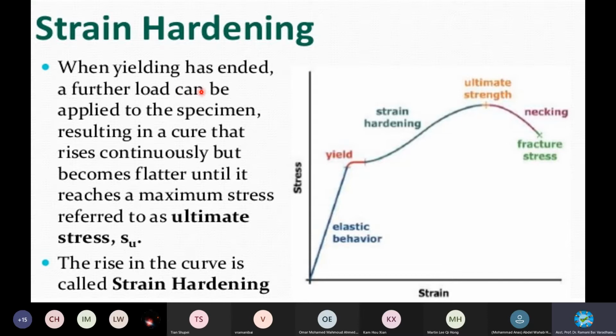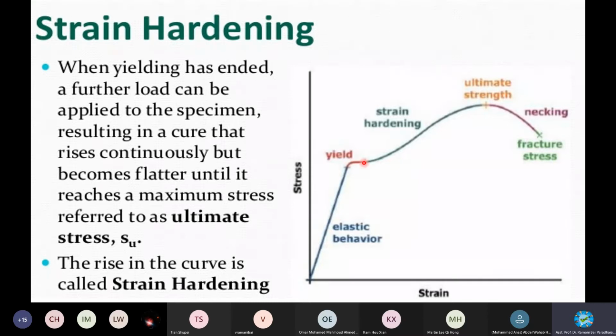When yielding has ended, a further load can be applied to the specimen, resulting in a curve that rises continuously but becomes flatter until it reaches the maximum stress, referred to as ultimate stress. The rise in the curve is called strain hardening, right? Strain hardening means, see, until this point we are loading, right? After this point there is no loading, the loading is removed, right? And so the curve is trying to flatten. It is a little bit increasing because of the material property, right?